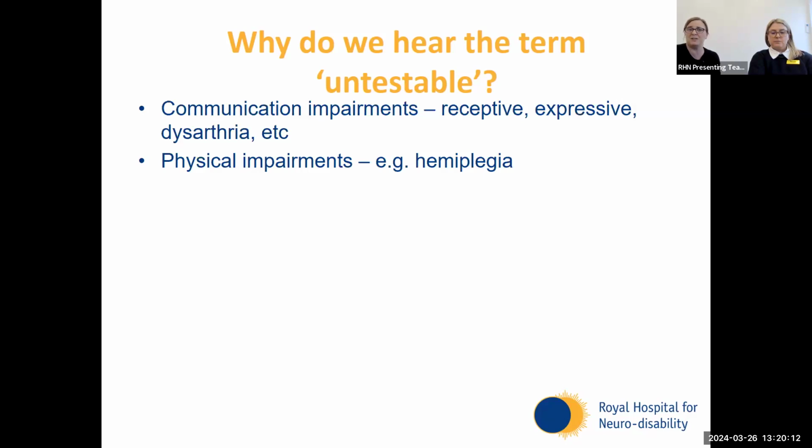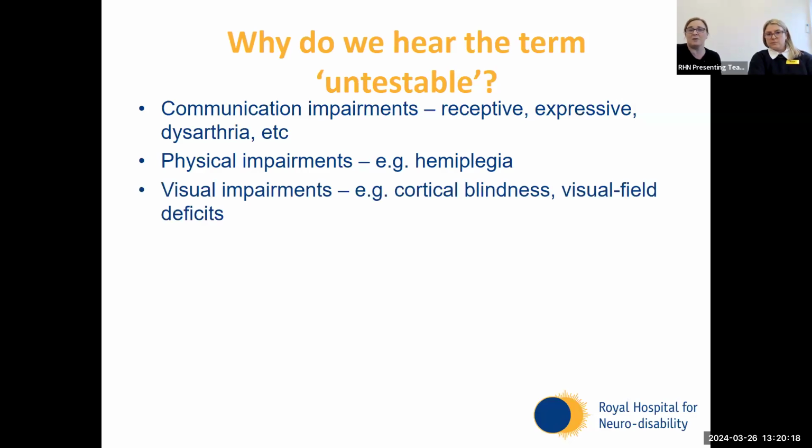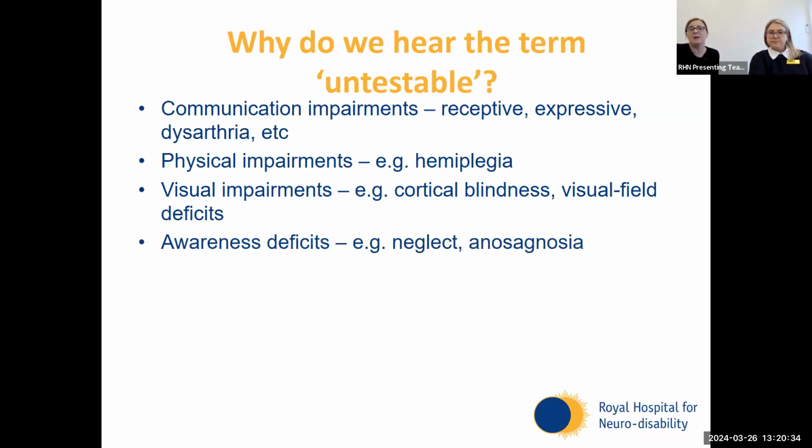Many of our patients have physical impairments, such as hemiplegias, so they can't necessarily write, they can't necessarily manipulate objects. Many of our patients have visual impairments, and those are a couple of examples. So we've seen people who are cortically blind, so obviously very little visual information being processed, or we might see people with visual field deficits, so they actually can't see part of the visual field around them. They might have awareness deficits, and we've put neglect there.